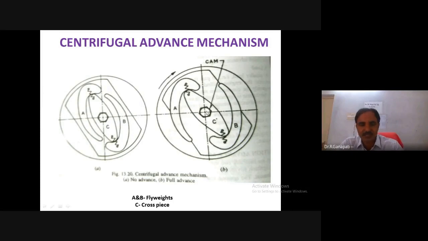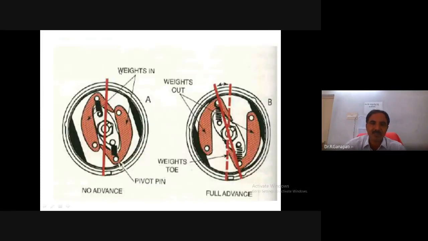Okay. So see the second figure, then you identify. See here, this is the no advance one and the full advance, with the A and B. So this is the base plate, and these are the flyweights, and the middle one is the cross piece. So there is no advancing in the initial one. So it will be like this.